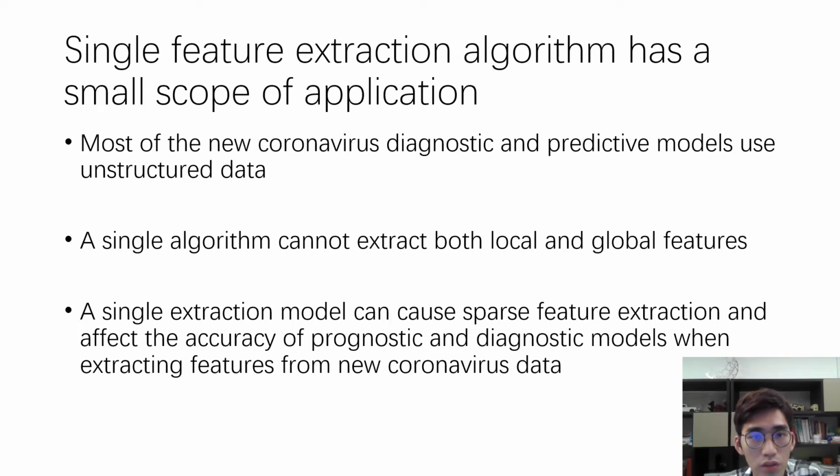Most of the new coronavirus diagnostic and predictive models use data from X-rays, CT scans, and clinical reports. These data are unstructured, and when extracting the data, a single algorithm cannot extract both local and global features. A single extraction model can also cause sparse feature extraction and affect the accuracy of prognostic and diagnostic models when extracting features from new coronavirus data.